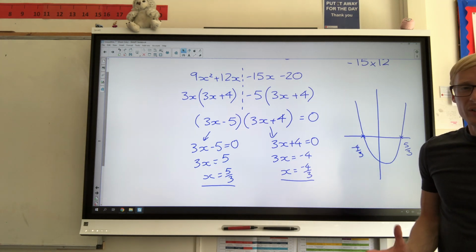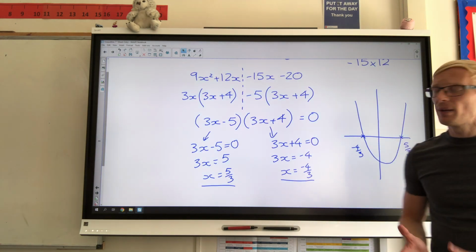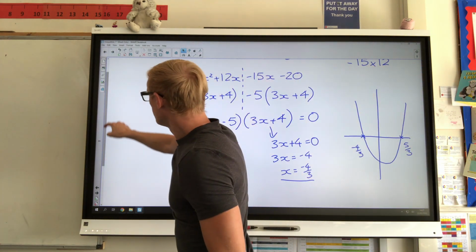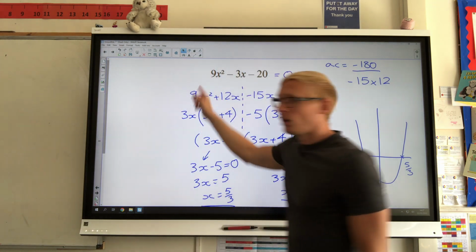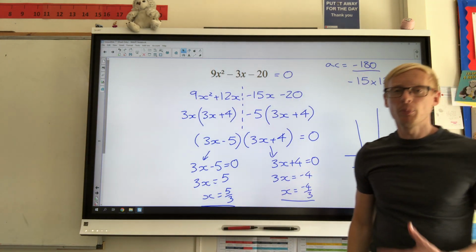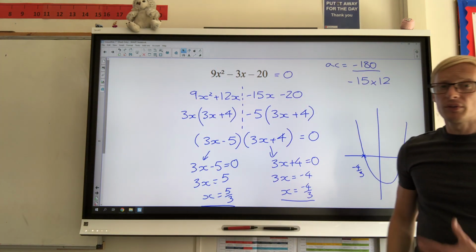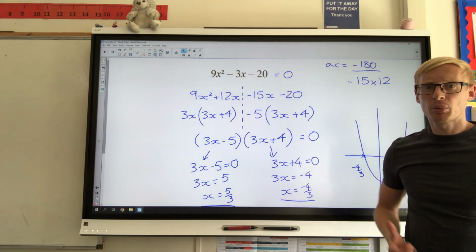Okay. So this is a really key, important concept, especially when you get to the idea of a coefficient of x squared greater than 1. People do find that quite difficult. So if you're finding that hard, that's fine. We're just going to need to practice that, okay?